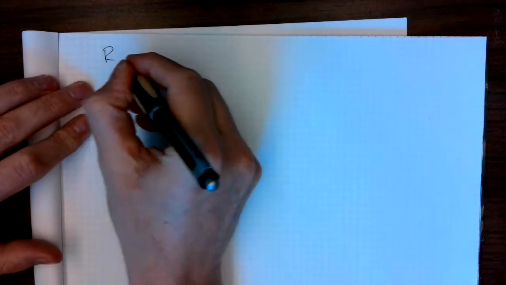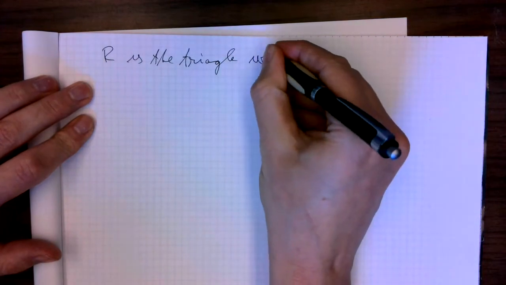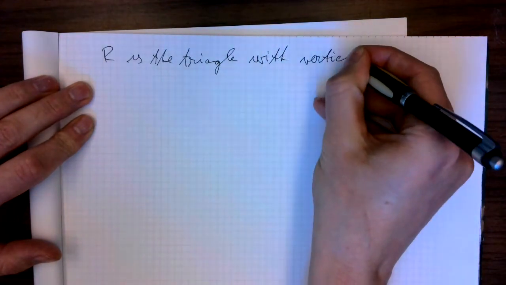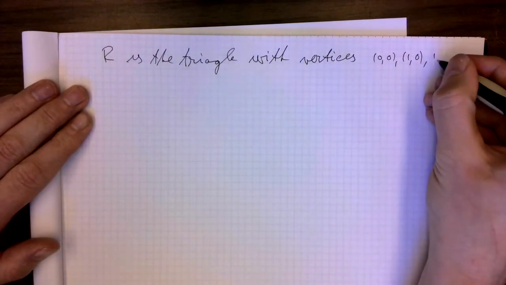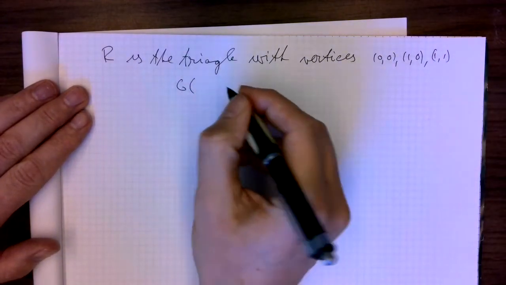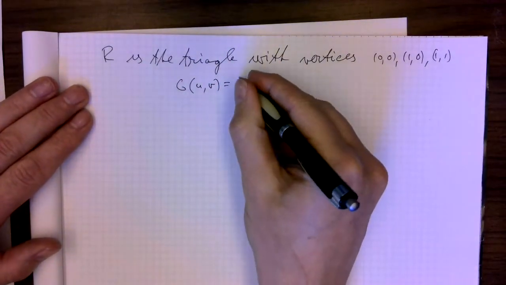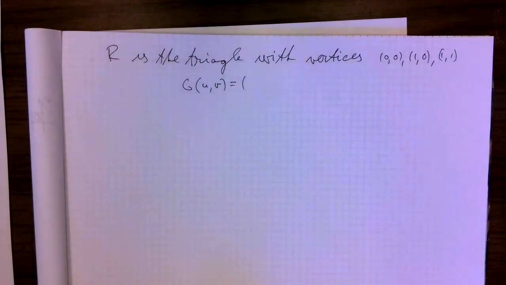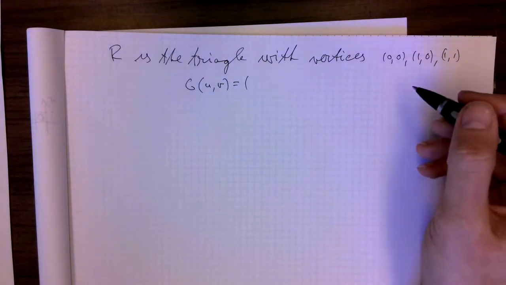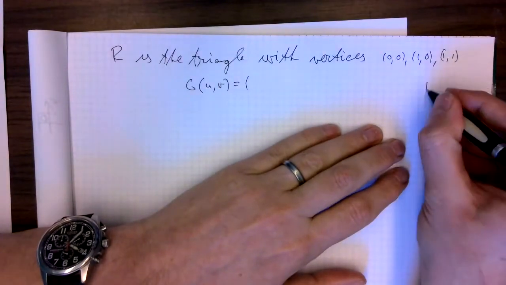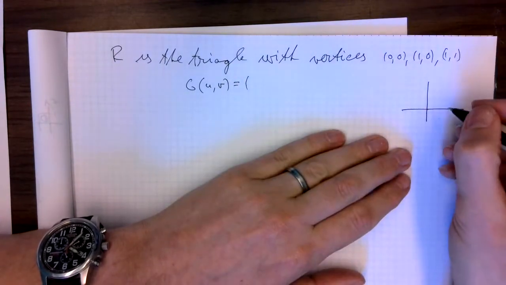Suppose that R is the triangle with vertices the origin, (1, 0) and (1, 1). And let's suppose that I take my G of (u, v) to be, just like u substitution, how do you know what to substitute? Well, experience. Let me maybe draw this, because if I didn't draw it, I wouldn't have come up with the formula that I'm going to come up with.